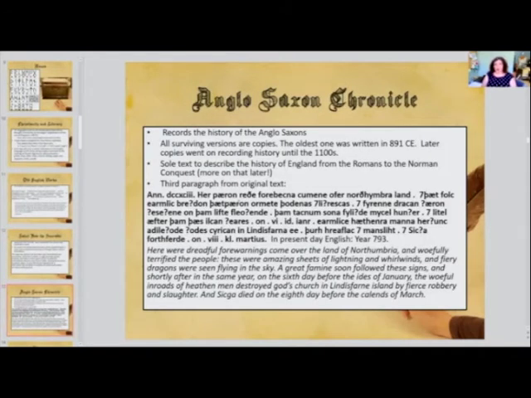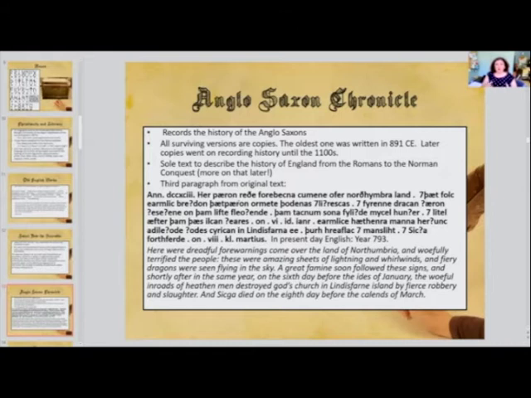All right. Which brings us to the next major work of Anglo-Saxon history, which is a little literal history book called The Anglo-Saxon Chronicle. It records the history of the Anglo-Saxons. All the surviving versions we have are copies of the original. The oldest one was written in 891 CE, but some copies went on recording history until the 1100s. So this is a super rich mine for understanding what was going on at the time.